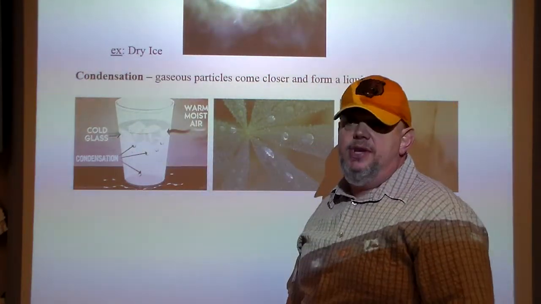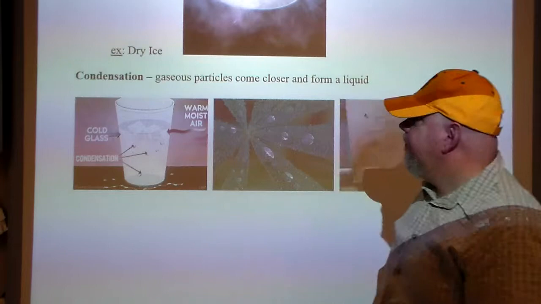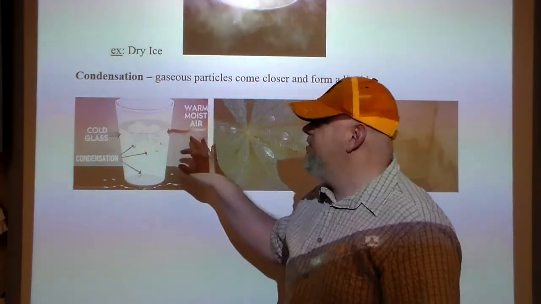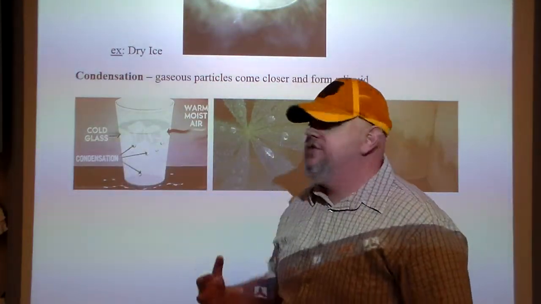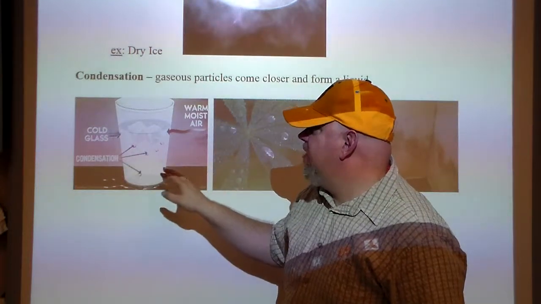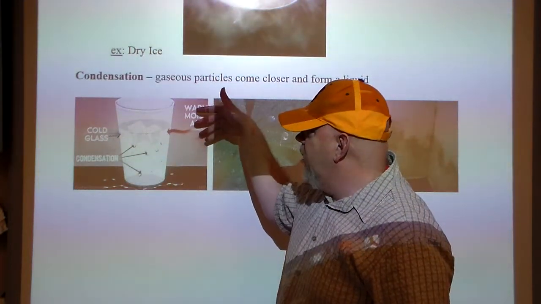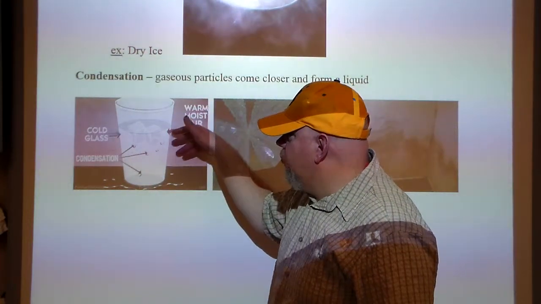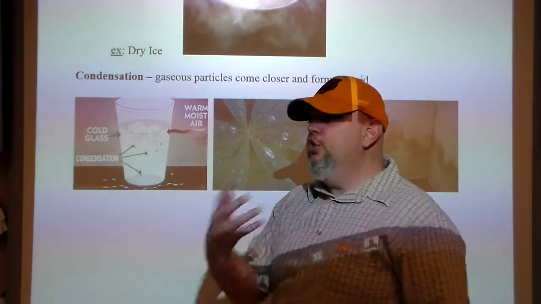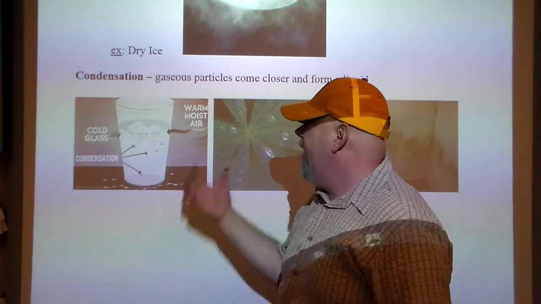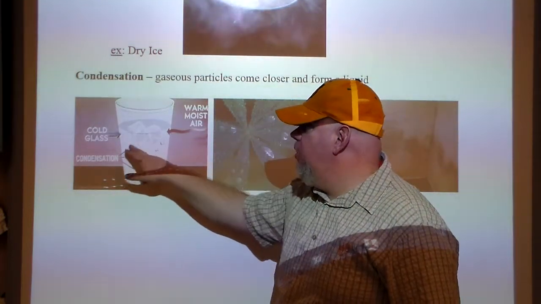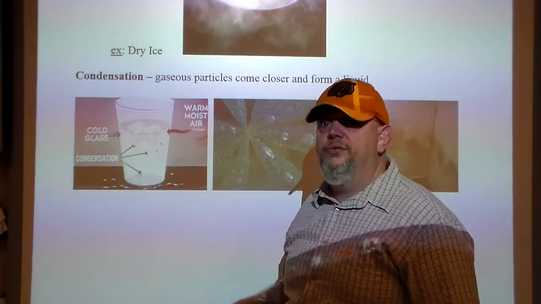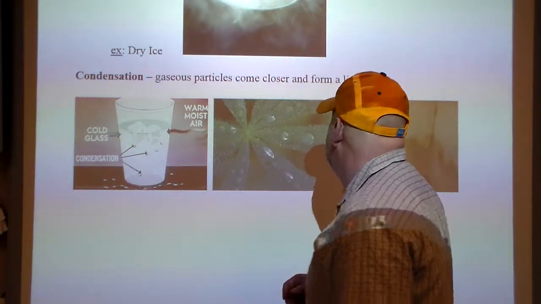That's actually condensation. So what you've got is warm, moist air, so that means you've got humidity. You have a cold glass, so water molecules that are floating around in gas form start to condense, they're attracted to the cold, they lose that heat, and as they lose that heat, they start to join up together, hydrogen bonds are forming, and that's where you get the condensation.